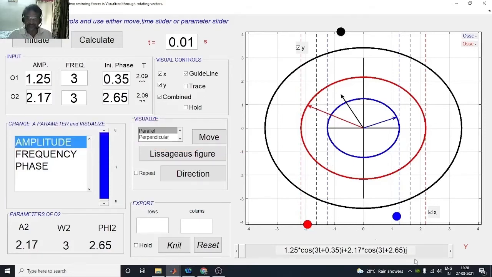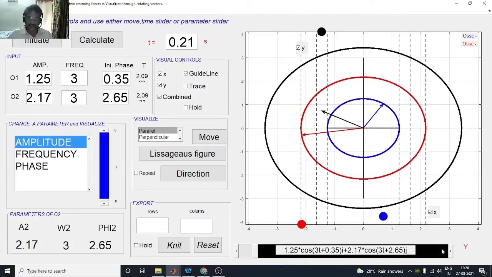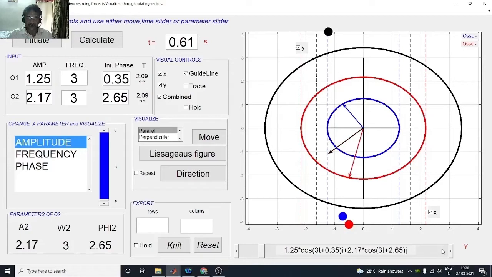Let us see as a function of time first. This is the time slider. This is at 0.01 second. Some other time, 0.21 second. The black, all the things are rotating anti-clockwise. It takes a turn at the black line, black limit. Now let us observe this combined motion as a function of time for one full rotation.